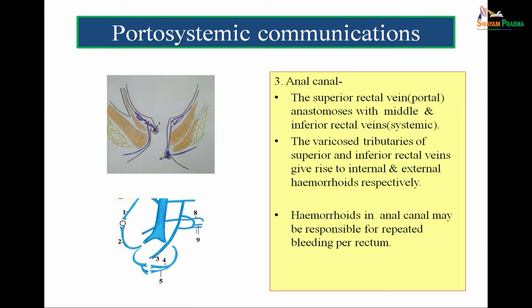So, the varicose tributaries of superior and inferior rectal veins give rise to internal and external hemorrhoids or piles respectively. Hemorrhoids in the anal canal may be responsible for repeated bleeding per rectum. Hemorrhoids is a very common condition and it is very alarming for the patient, and this is the anatomical basis that the portosystemic anastomosis in relation to the lower part of the rectum have opened up.